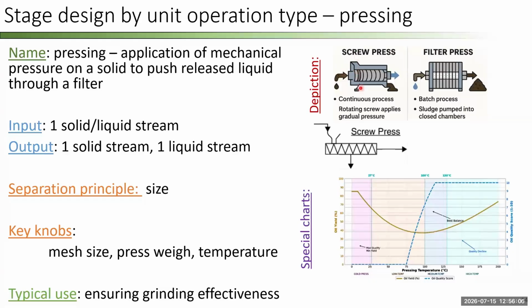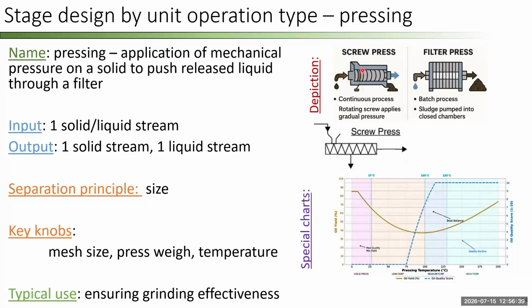Here we can think about two different types of presses. So one is, say, a screw press. So this is a continuous process. In this case, the filter sits as a cylinder on the outside of this set, and then the sludge, or slurry, or say oranges, or olives, whatever I'm pressing, get put into this screw press.